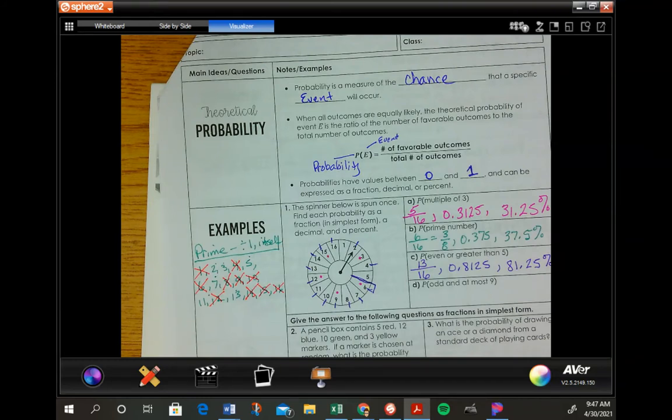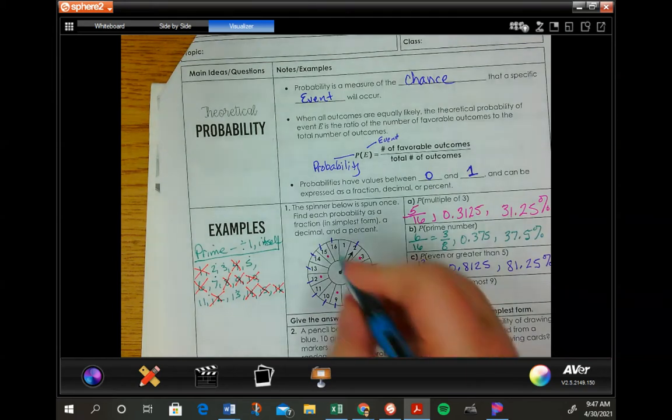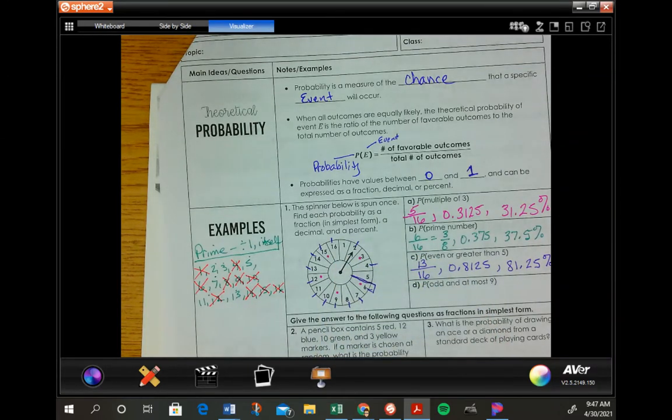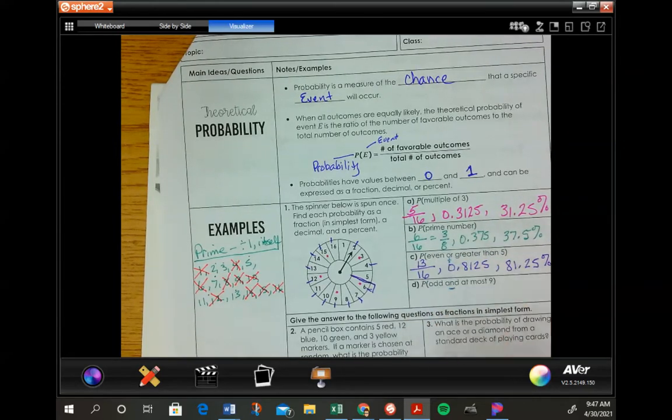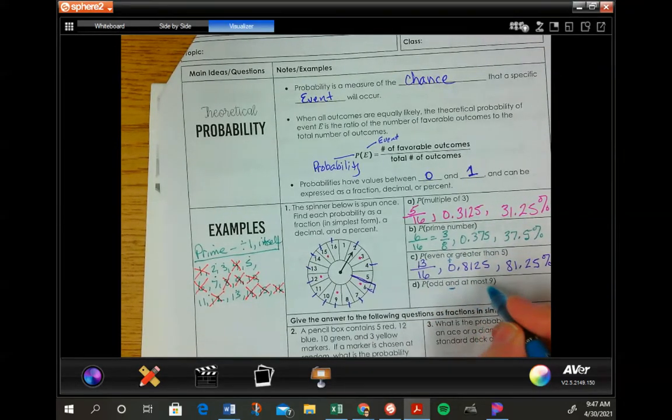I'm going to go on the inside circle this time. All the odds, but at most 9. So we have at most, we're going to subtract. We're going to take away. And means subtract, or means plus. So for at most, the highest we can go is 9. So I'm going to start counting.